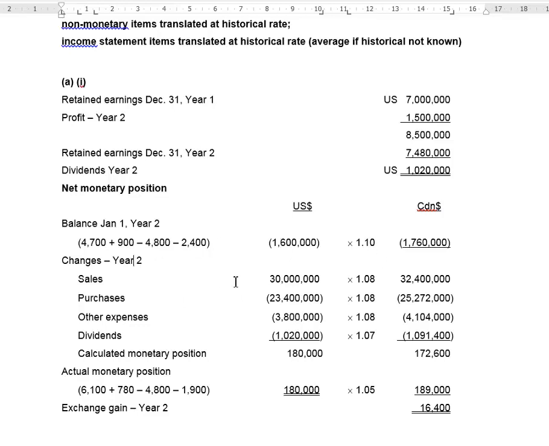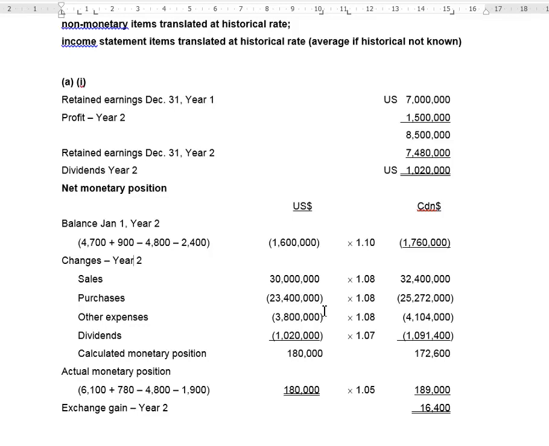Now, what changed your monetary position from the monetary liability position at which you started? Well, you had sales during the year, and we can see from the income statement that was 30 million US. We can also see that we had purchases during the year, and we can see from the data in the question that was 23.4 million. We also had other expenses. In terms of the other expenses here, we were told those were 3.8 million.